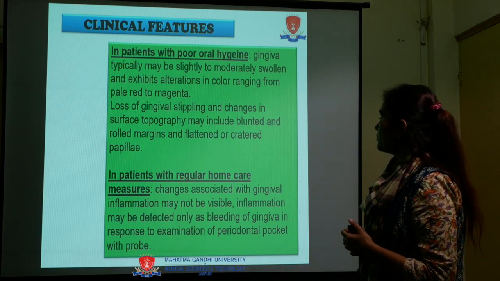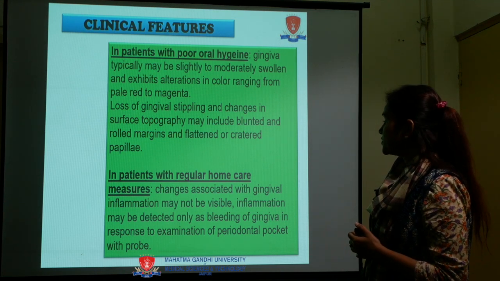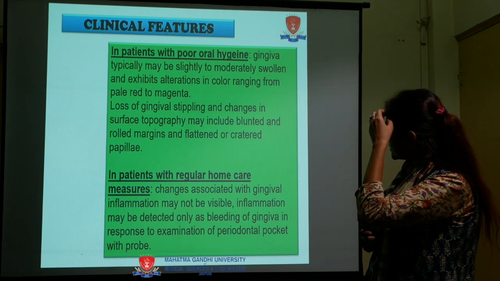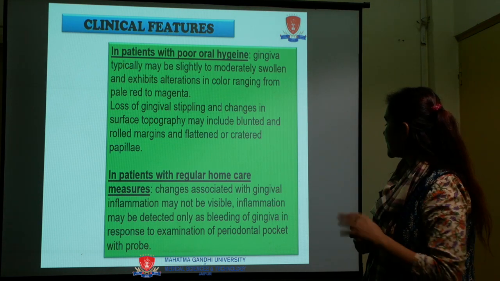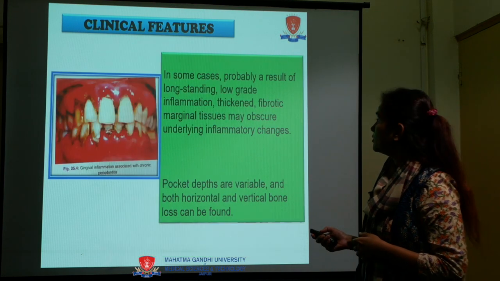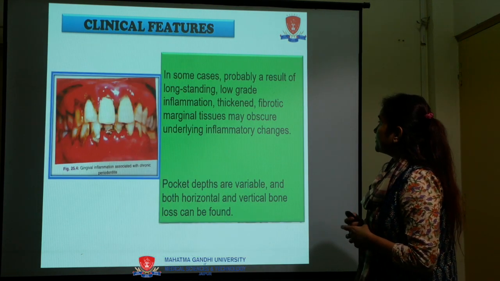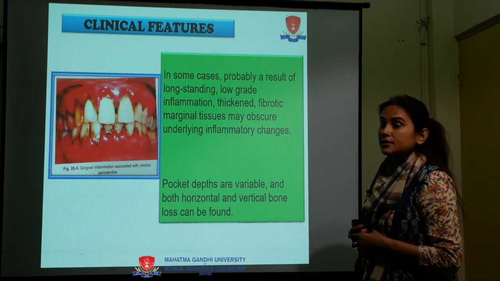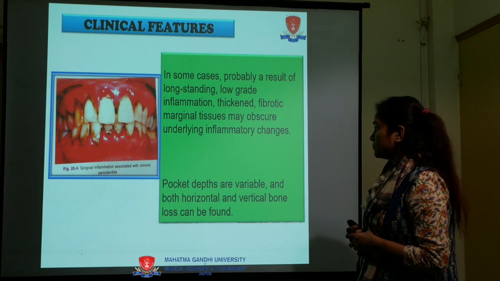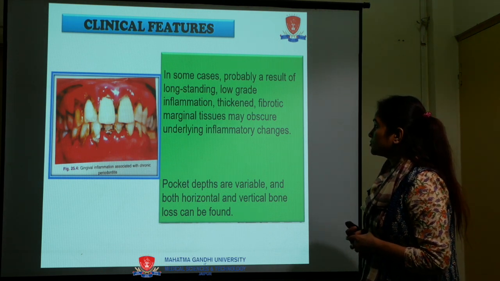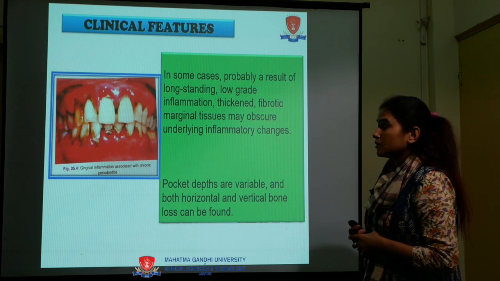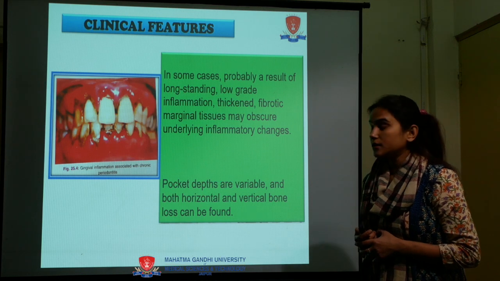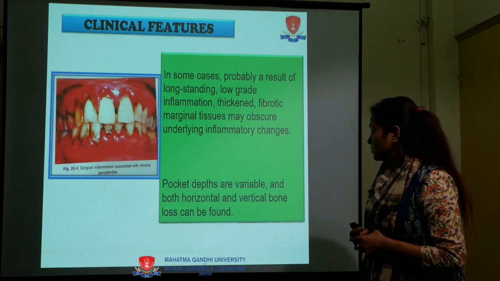In patients with regular home care measures, changes associated with gingival inflammation may not be visible. Inflammation may be detected only as bleeding of the gingiva in response to examination of the periodontal pocket with a probe. In some cases, probably as a result of long-standing low-grade inflammation, thickened fibrotic marginal tissues may obscure underlying inflammatory changes, so you may not be able to appreciate them. Pocket depths are variable, and both horizontal and vertical bone loss can be found.